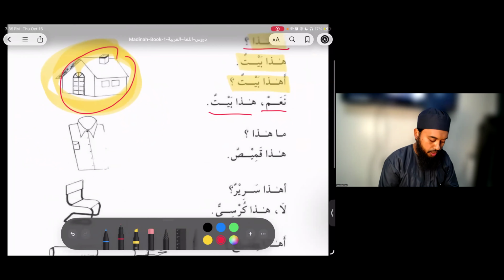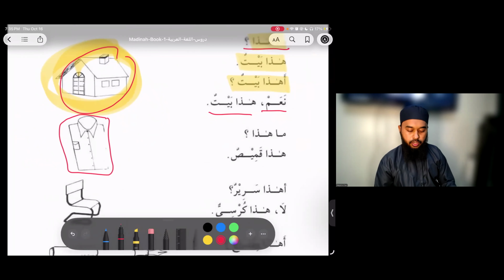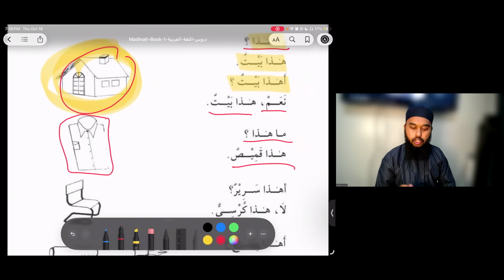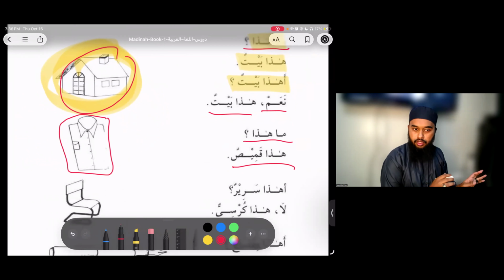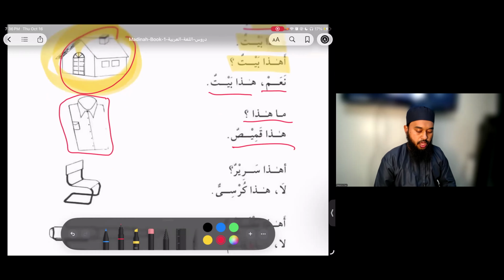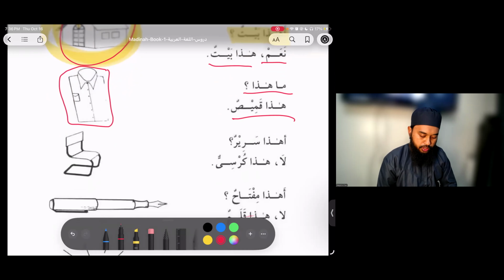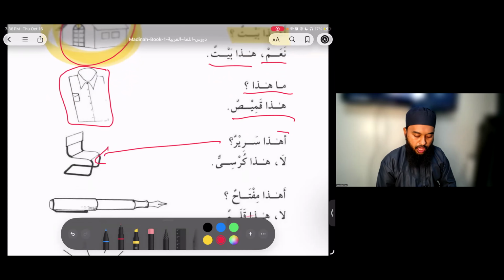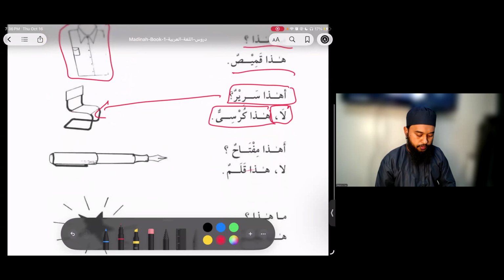Second image, we see a nice shirt folded. We ask, ma hada, what is this? The answer is hada qamisun. Simple. Again, new vocabs, right? This is already done. We should already be familiarized with these words. Hada qamisun. This is a shirt. And now they're asking a question for this. Ahada sarirun? Is this a bed? Right? In the previous page, we learned the word sarir before. La, no. Hada kursiyun. This is a chair.